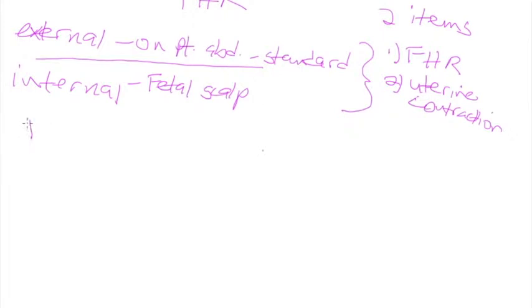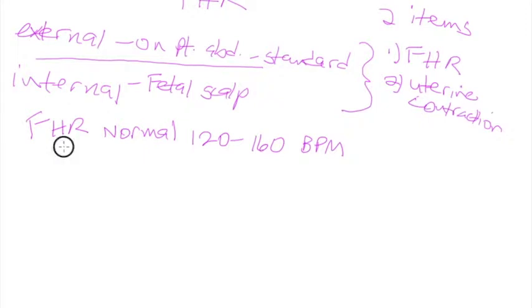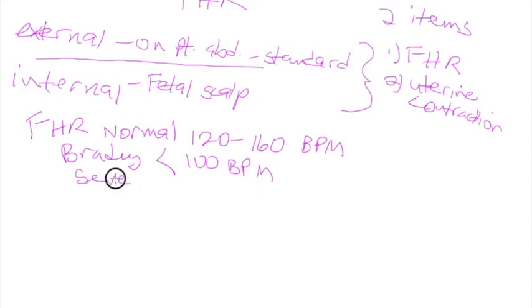Now, fetal heart rate normally is 120 to 160 beats per minute. Fetal bradycardia is defined as less than 100 beats per minute, and severe bradycardia, that's going to be less than 80 a minute.